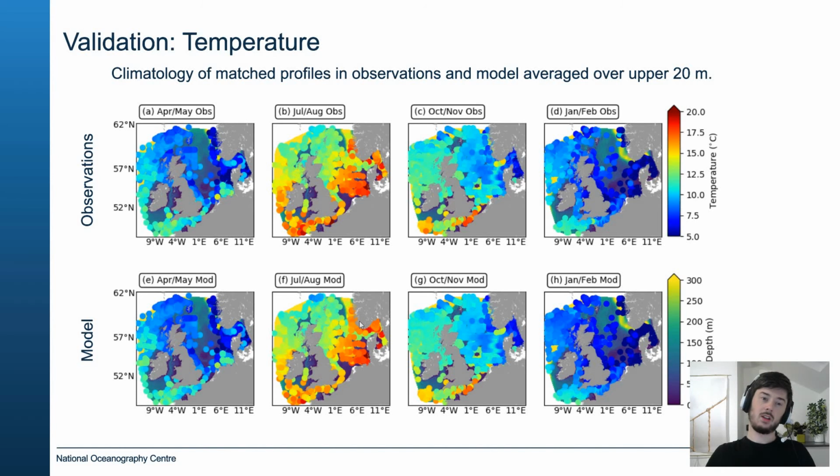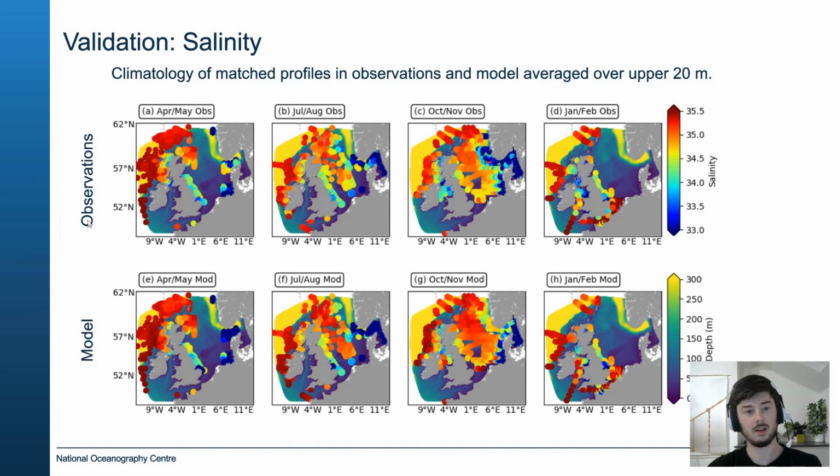And we can show spatial maps as climatologies here, showing the difference or the similarity between the observations and the model. So profiles are shown in the top plot, averaged over the upper 20 meters of the water column, and the same is shown for the model in the lower plots for spring, summer, autumn, and winter. And basically they're very similar, perhaps to be expected, considering we're assimilating sea surface temperature in the model. But the differences are very subtle.